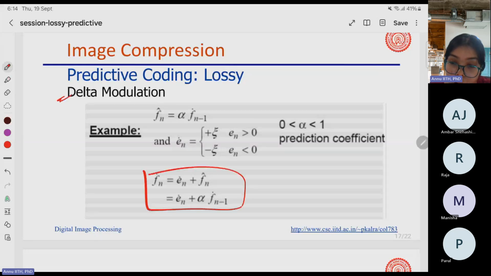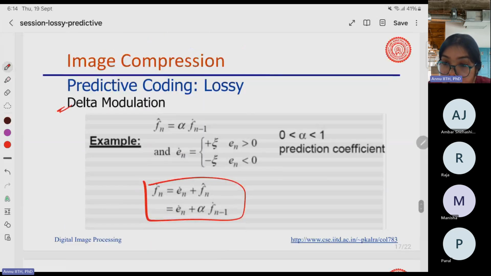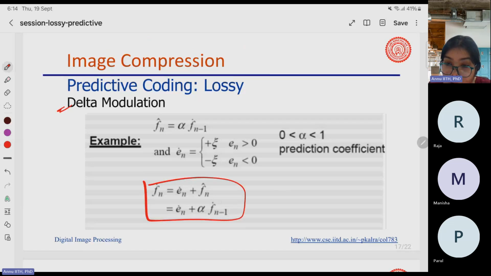So what is modulation basically? Raja, you were there in the last class. Can you please tell me what is modulation?